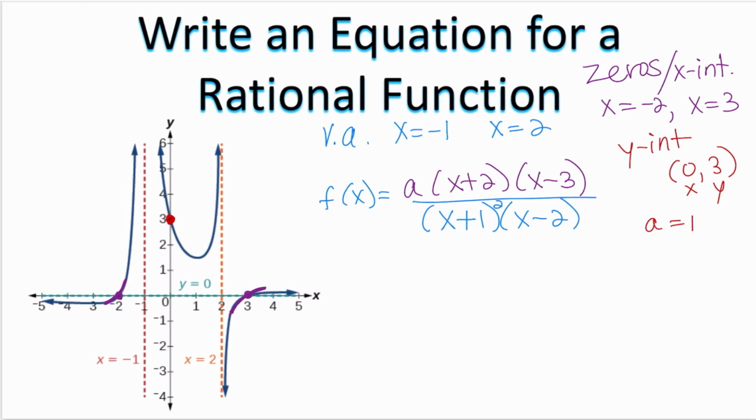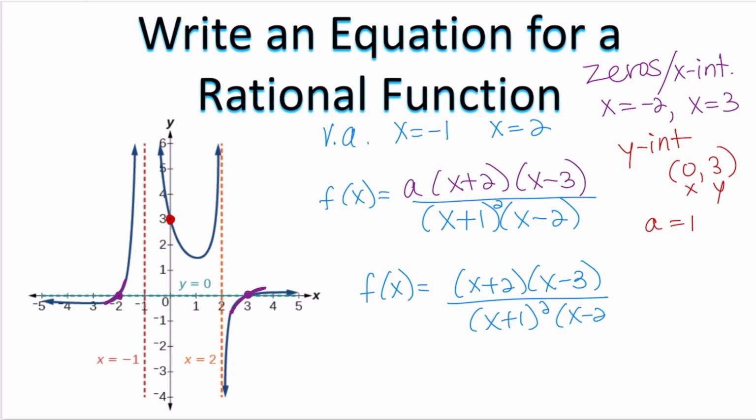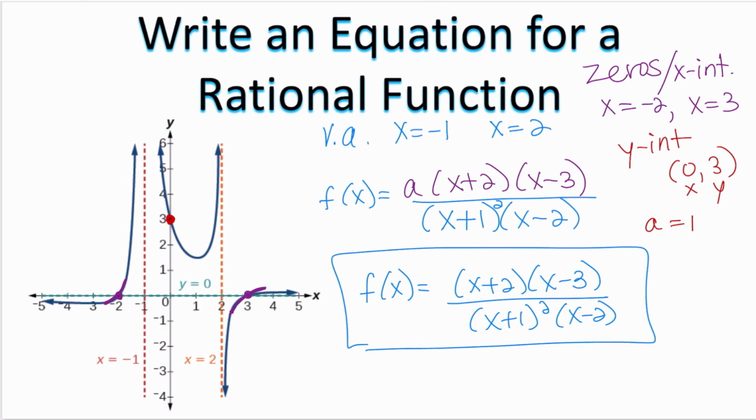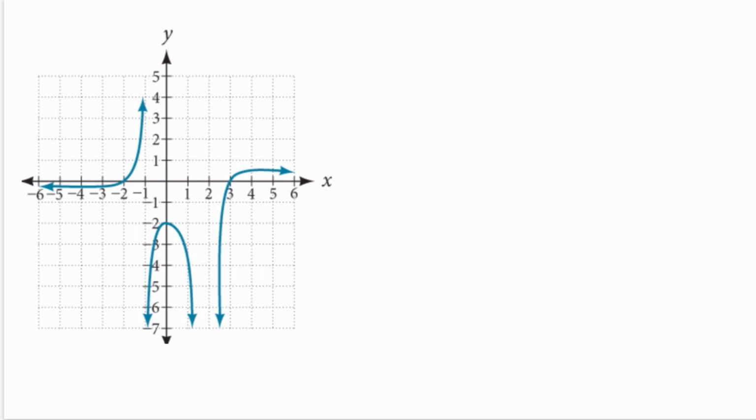So this leaves me with my final answer, which is f of x is equal to a, which is 1. So I don't really have to write it down. x plus 2 times x minus 3 all over x plus 1 squared times x minus 2. And this is going to be my final answer. Let's go ahead and try another problem.